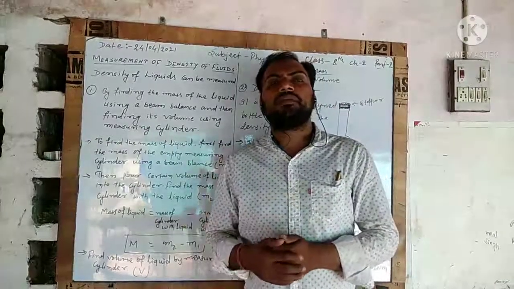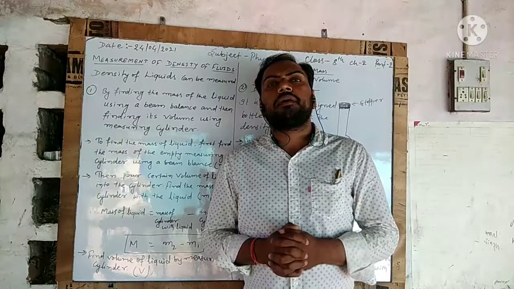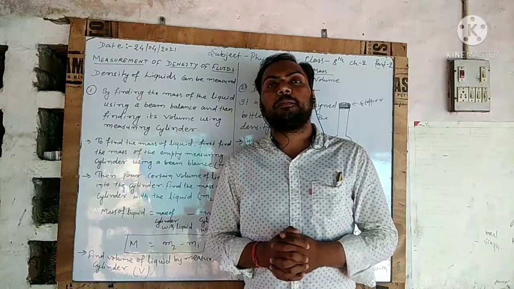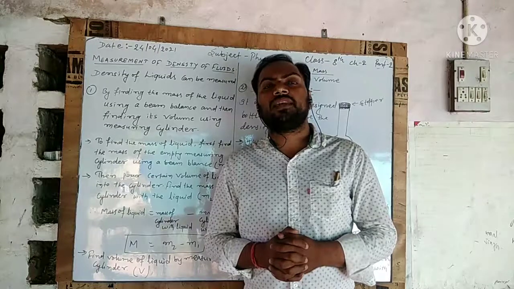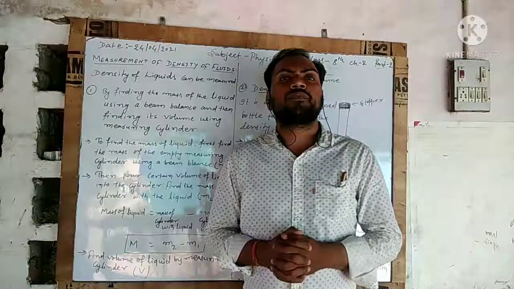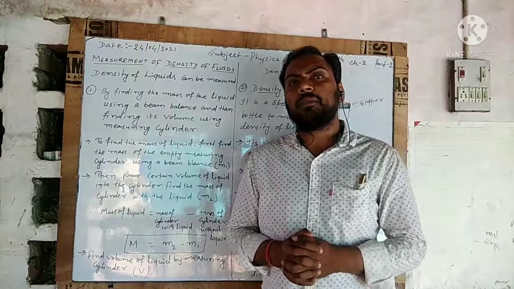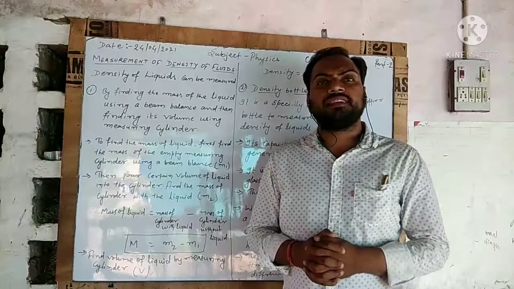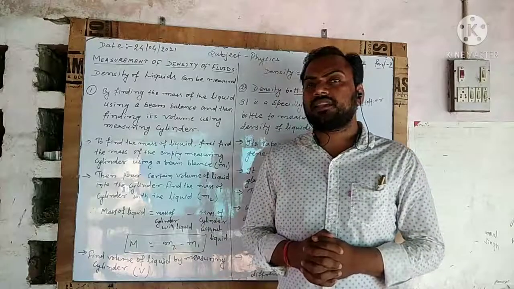In the previous video we have studied the measurement of density of solid substances. For finding the density of solid substances, we have to find the mass of the substance by using a beam balance, and then find the volume through the eureka can or measuring cylinder. By dividing these two quantities, mass per unit volume, we get the density of the substance.